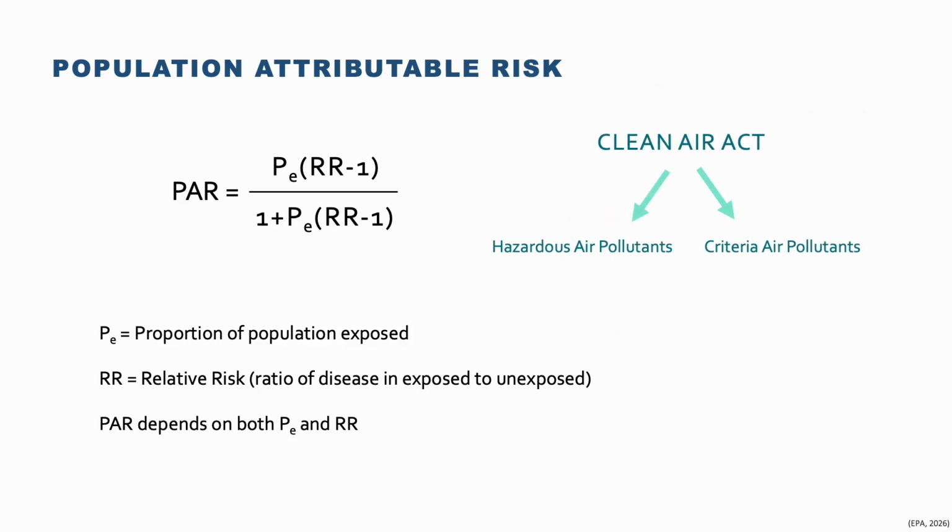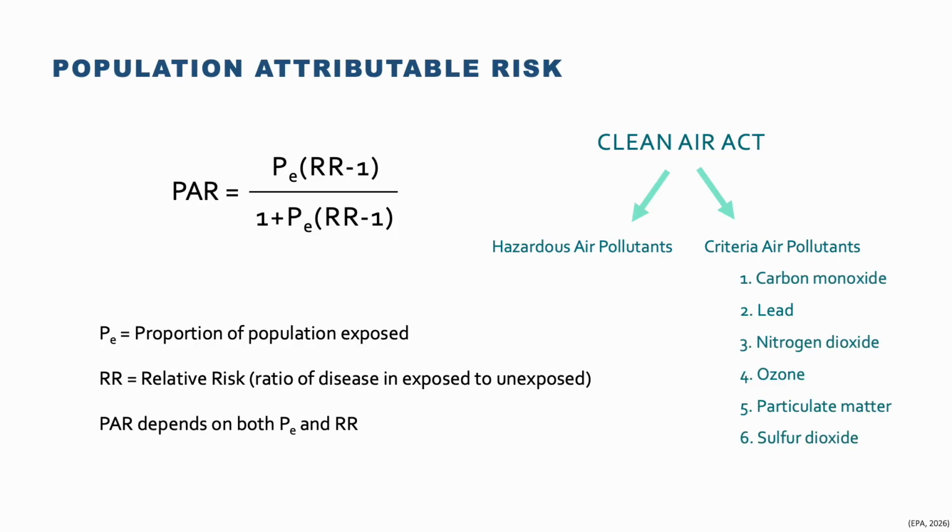The Clean Air Act, the main federal air quality law in the U.S., signed by President Lyndon B. Johnson in 1963, regulates two broad categories of air pollutants: hazardous air pollutants and criteria air pollutants, which there are 6 of. There are almost 200 hazardous air pollutants. So why do the criteria air pollutants get their own category? They pose a greater population attributable risk, even though they're less harmful to human health, because they're ubiquitous.